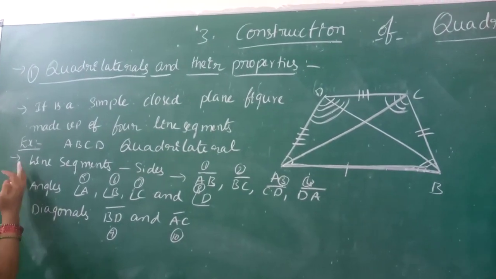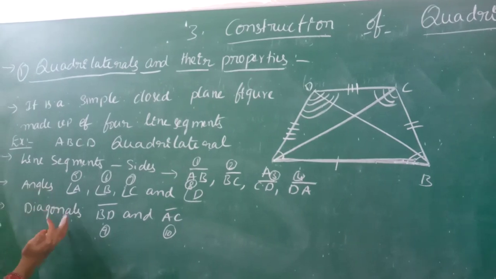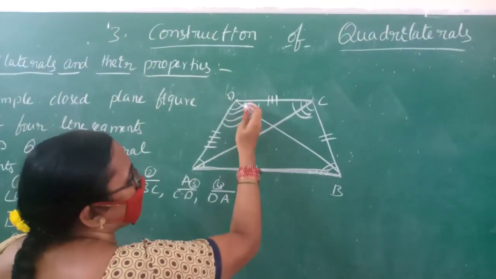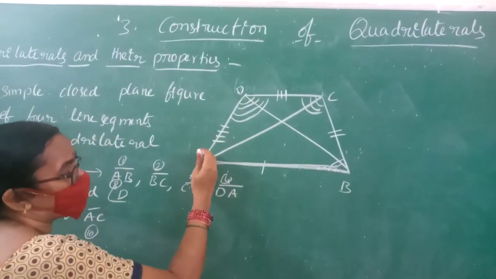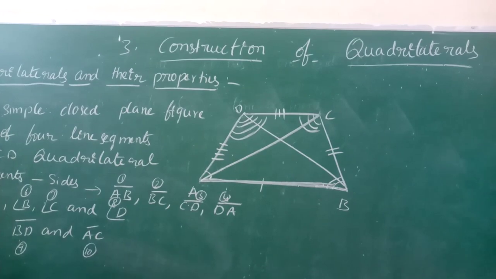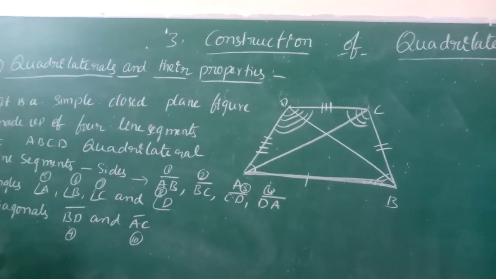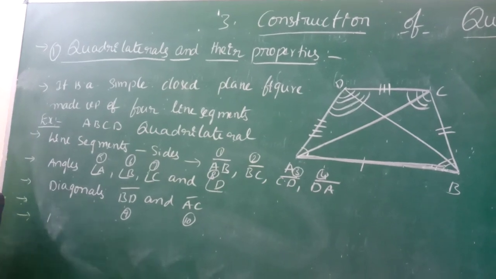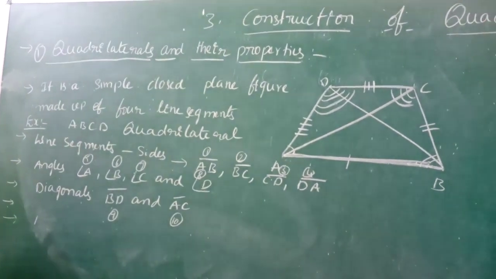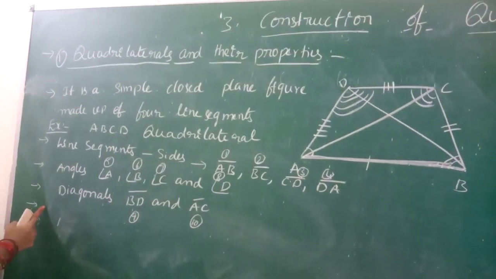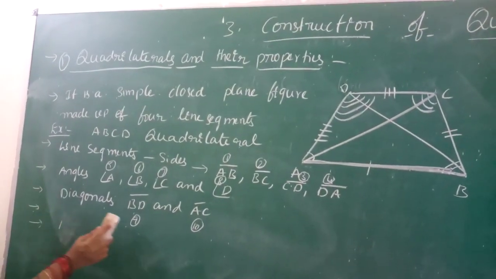Okay. Now these are the properties: line segments, angles, diagonals. Then we see what the lengths and angles are, and then we can see the properties of the quadrilateral. Now put the heading: properties, types of quadrilateral. Can I write? All of you note down?